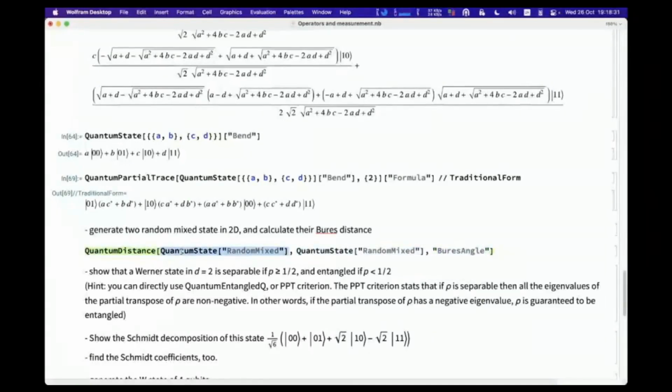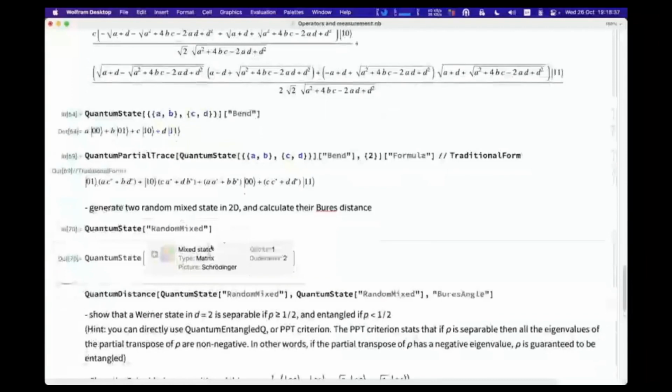Let's create a quantum state. This one. So remember, the object is a quantum state that has that summary box with some interesting information. If you want to see the usual formulas, it's just a traditional form of that. You can directly ask for the traditional form, or the shortcut is Command Shift T. So that's how you can look at the traditional form.